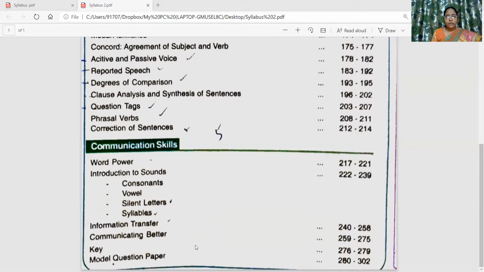And then information transfer. From information transfer, we will have bar graphs, pie charts, and then table, writing of tables, and then flow charts and route maps. All these topics will come from the information transfer. Next, communicating the better means writing dialogue. So we have to learn how to write the dialogues from this topic. And after that, we have a key and model question paper.